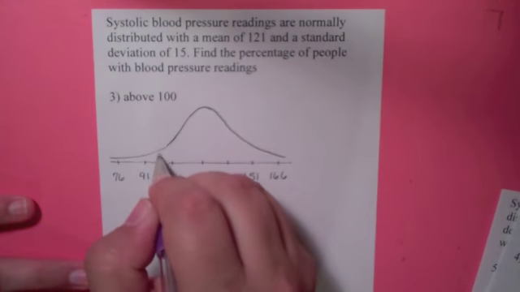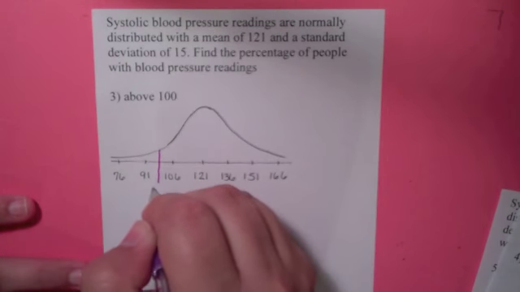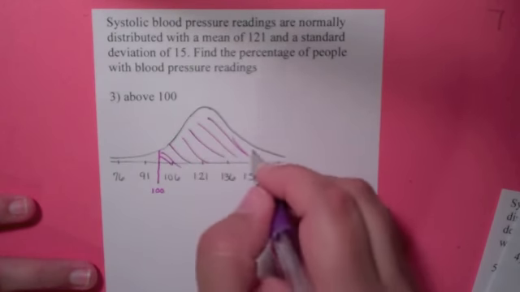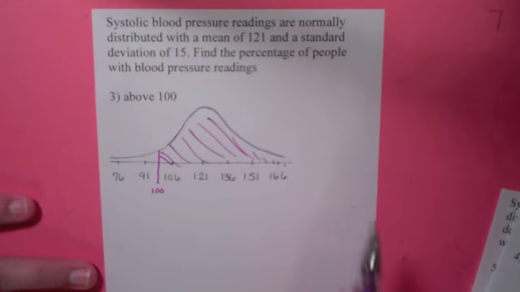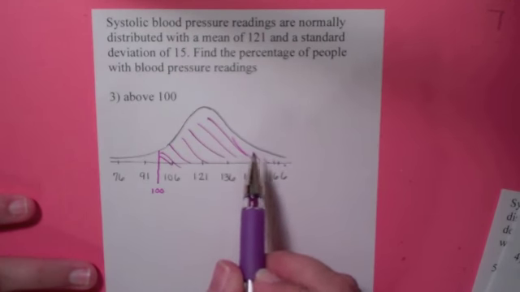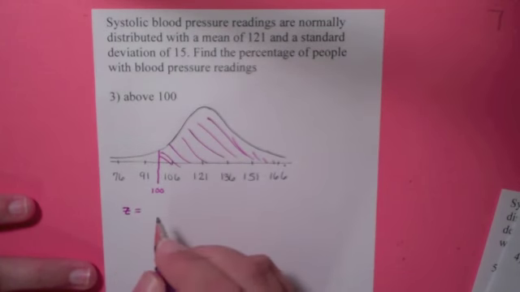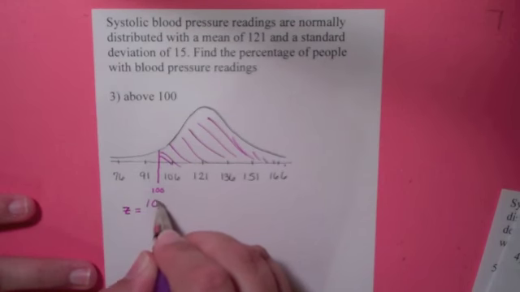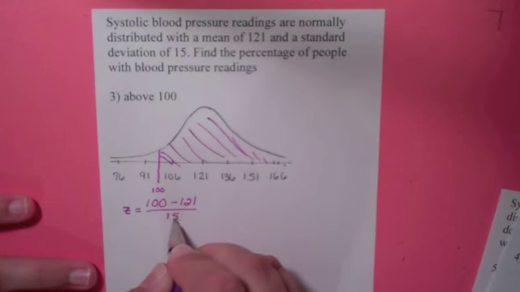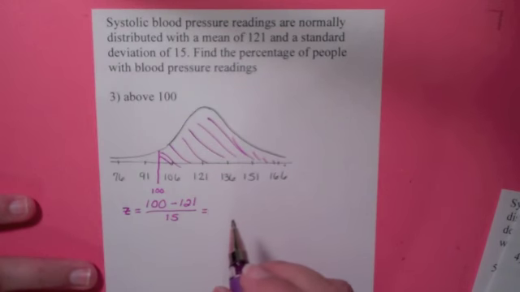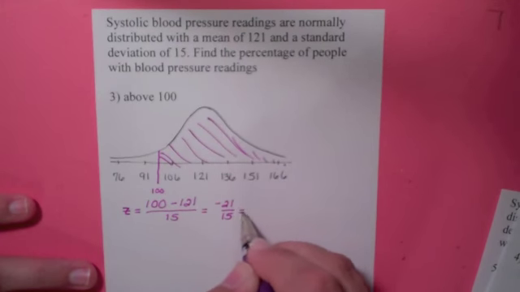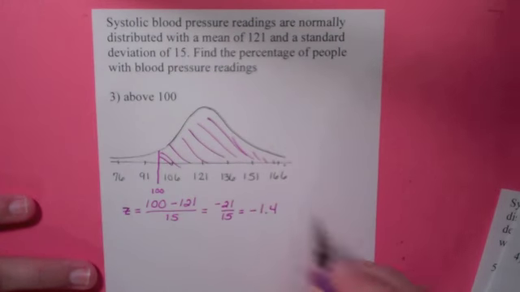Same problem. Find the percentage of people with blood pressure readings above 100. Okay, well 100's about in here. Above 100 would be greater than 100, which is to the right. Again, if I want to find area, I need a z-score to use my table. So I'm going to find my z-score for 100. And remember, we do that by taking your data minus your mean over your standard deviation. 100 minus 121 is negative 21, divided by 15 is negative 1.4.